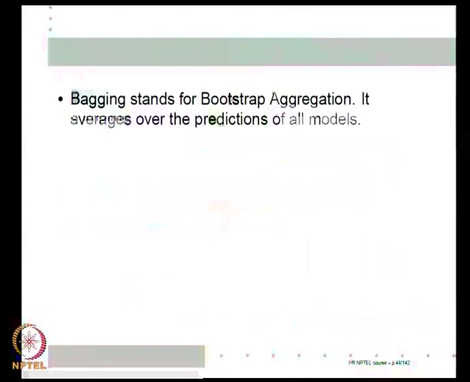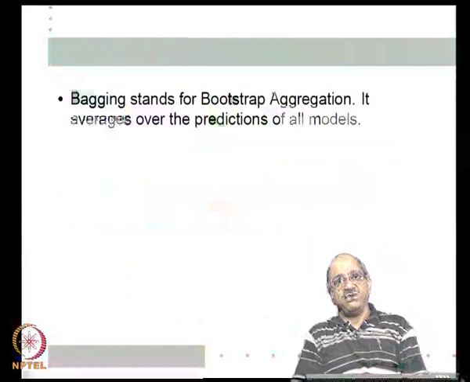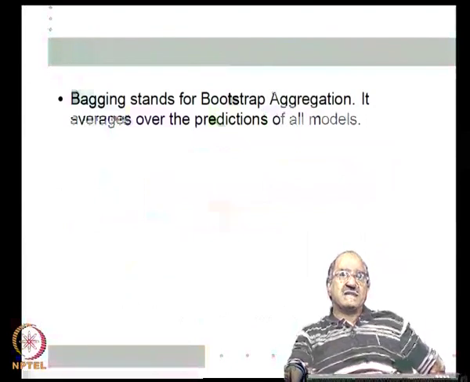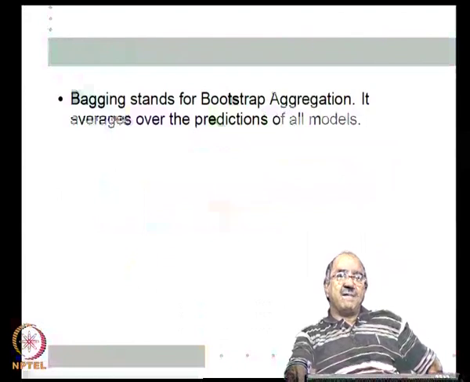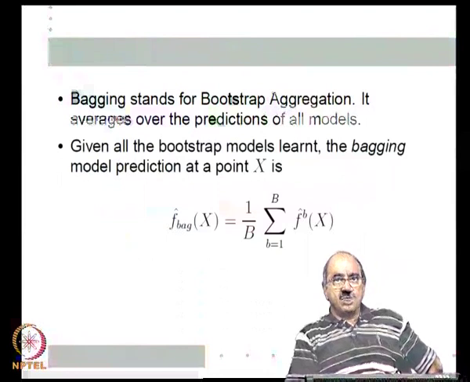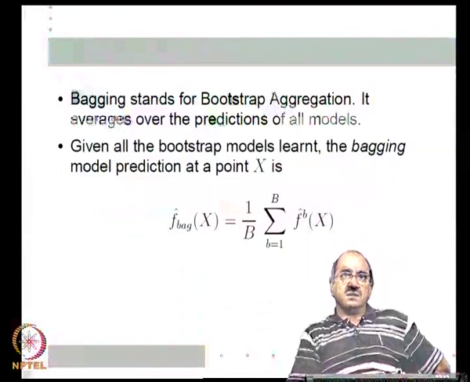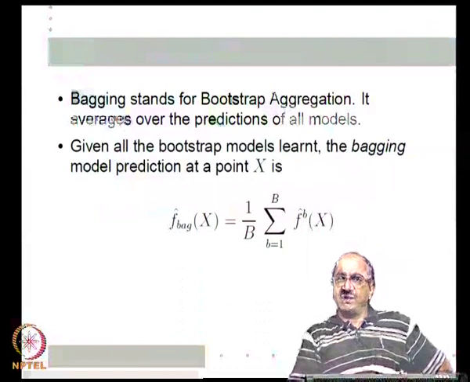So, actually bagging is a word derived from Bootstrap aggregation. That is, I aggregate all the Bootstrap models, and it is also a nice term because I have a bag of classifiers, a bag of models. So, bagging stands for Bootstrap aggregation. The idea of bagging is to average over the predictions of all the models. So, given all the Bootstrap models that we learn, small b equal to 1 to capital B, the bagging model prediction at a new point x is given as f hat bag of x, the average of all the f hat B of x.